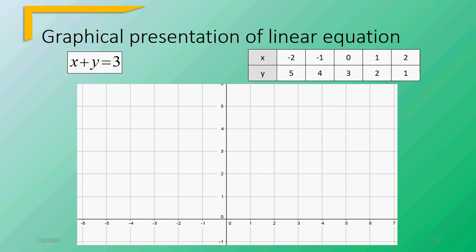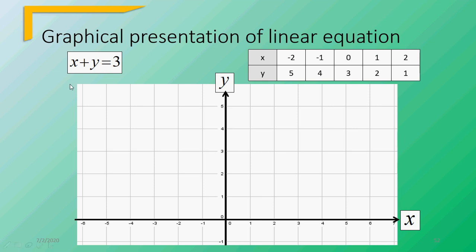Now you have to transfer these ordered pairs into a graph. So remember, when you have a graph, you must have the x-axis, the horizontal line, and the y-axis, the vertical line. And on each axis, it will have a scale. Okay, the intersecting point between these two axes is what we call the origin. It is 0 for x and 0 for y.